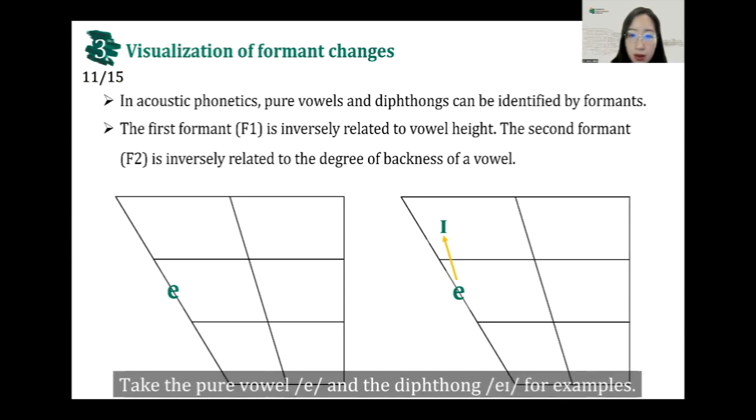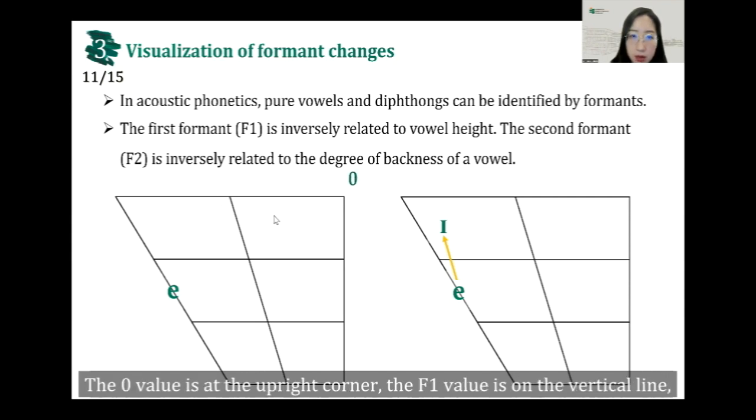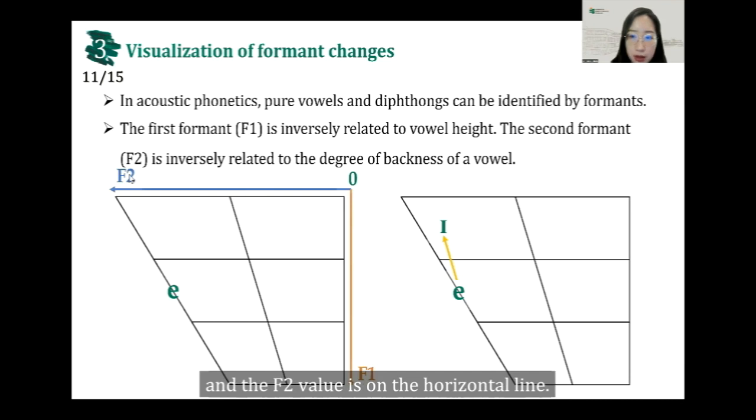Take the pure vowel e and the diphthong a for examples. The 0 value is at the upright corner. The F1 value is on the vertical line, and the F2 value is on the horizontal line.